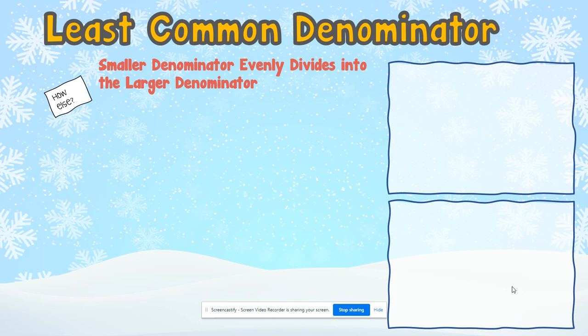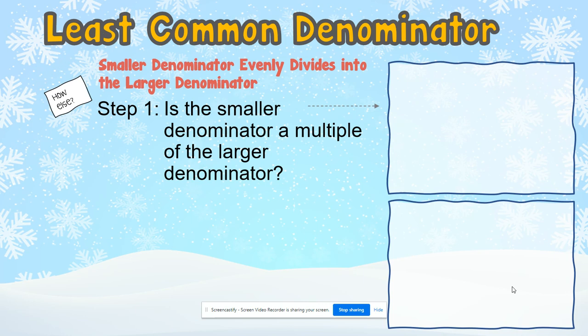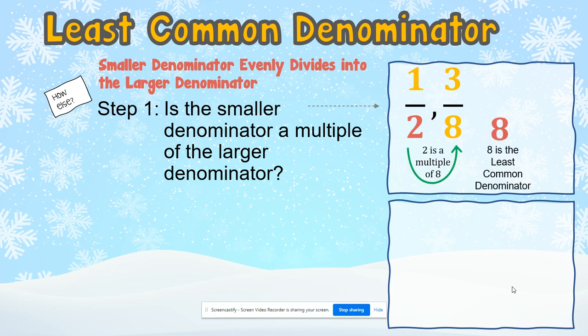How else can we do this? Another way Ms. Wilczynski had showed us was that the smaller denominator may evenly divide into the larger denominator. So how would this work? Step 1. First, we check to see, is the larger denominator a multiple of the smaller denominator? So for example, we look at 2 and we look at 8. We see that 8 is a multiple of 2. So 8 is the least common denominator.